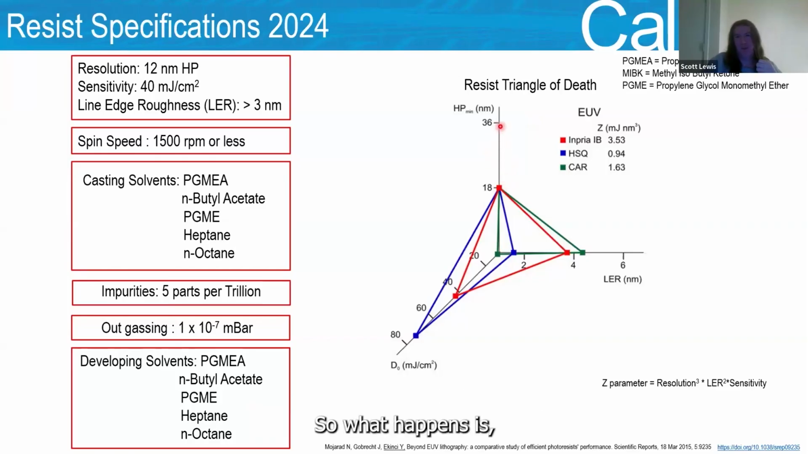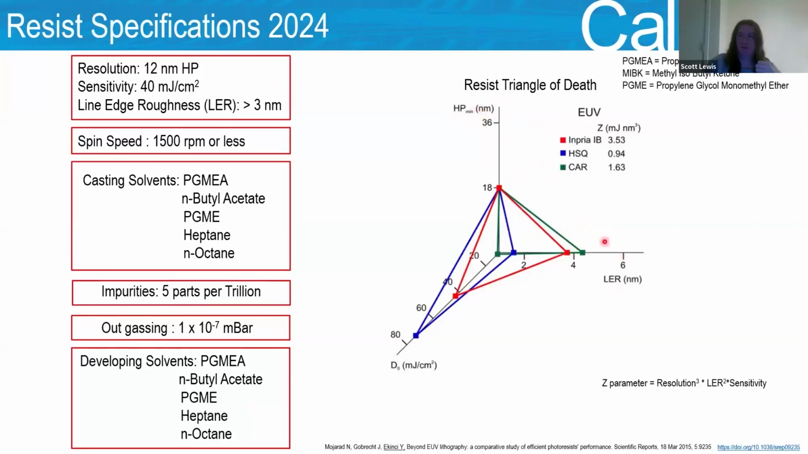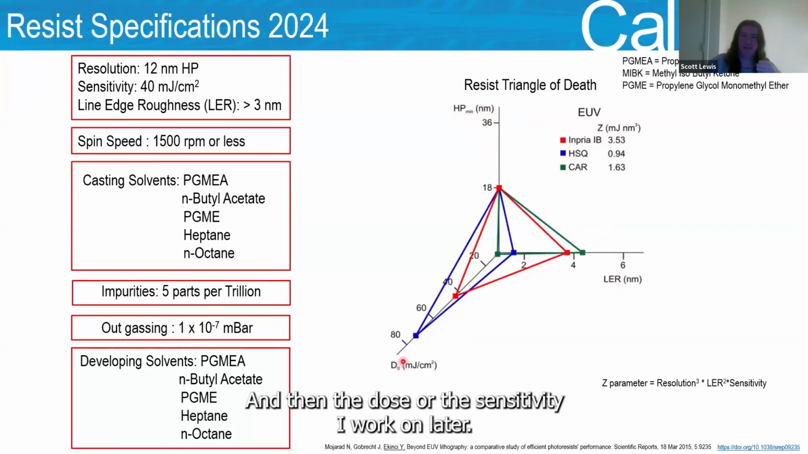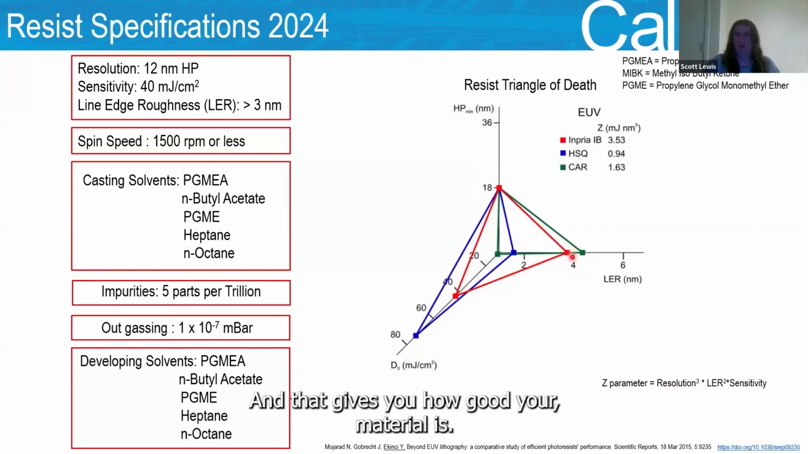Sorry about that. So what happens is I try to go for resolution first. And with resolution, it's usually the LER is tied to the resolution, okay? And then the dose or the sensitivity I work on later. So the problem is that if I go for dose, it means that I'm having a trade-off between the resolution and this. So we work within what we call a Z parameter, and that's governed by this equation. Okay, and that gives you how good your material is.